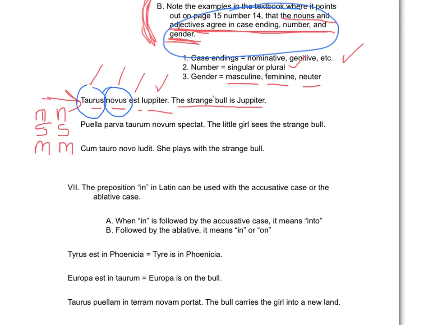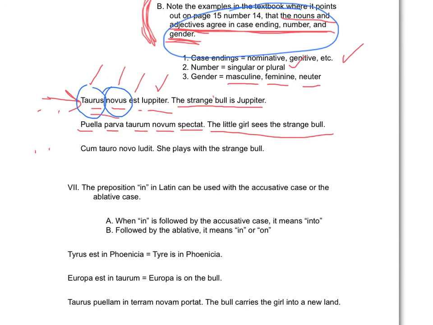Look at the second example. The second example says, puella parva taurum novum spectat. The girl, puella, parva, little, sees, spectat, bull, strange. Reading in awkward word order, it comes out very nicely if you rearrange the word order to say, the little girl sees the strange bull.